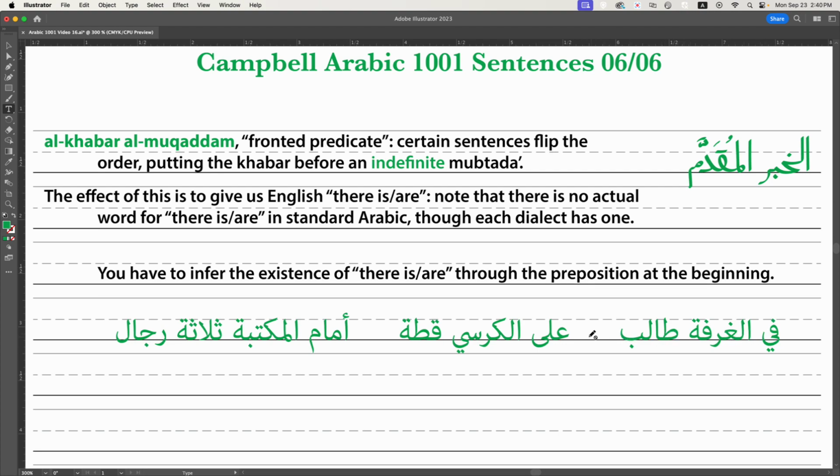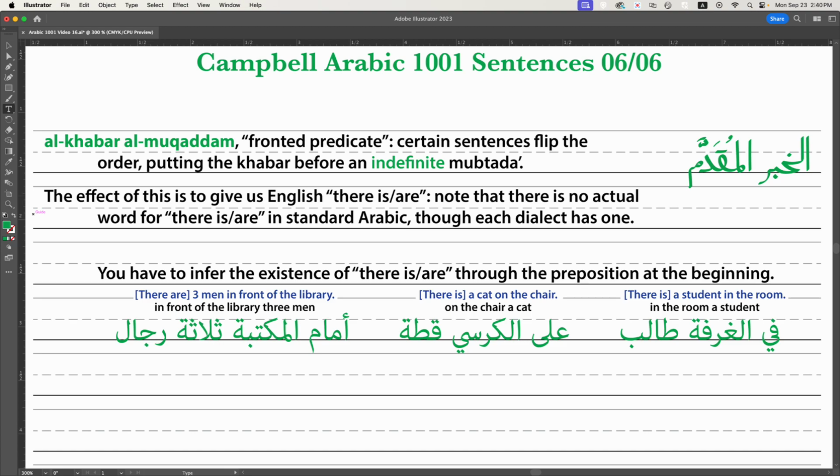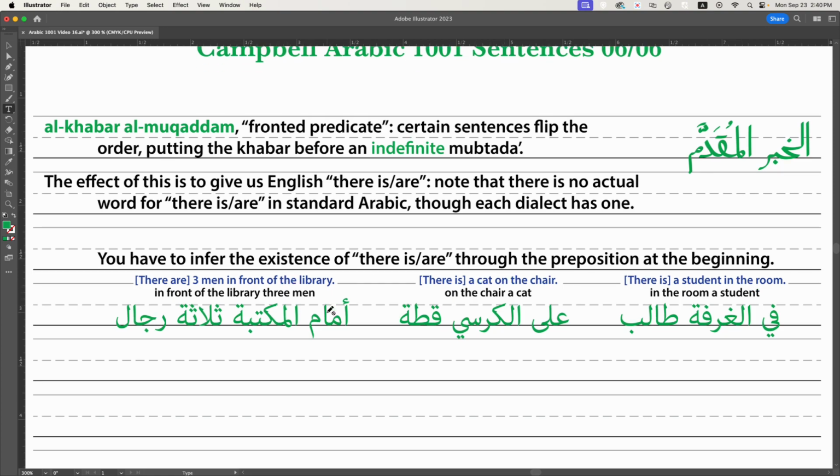However, by the fact that it's begun with the preposition, which tells you it's got a khabar muqaddam, a fronted predicate, we can understand how these sentences work. So literally, in the room, a student, of course there's no a, on the chair, a cat, in front of the library, 3 men. But what we do is we reword these when we translate them into English, and we put there is a student in the room, or there is a cat on the chair, or there are 3 men in front of the library.